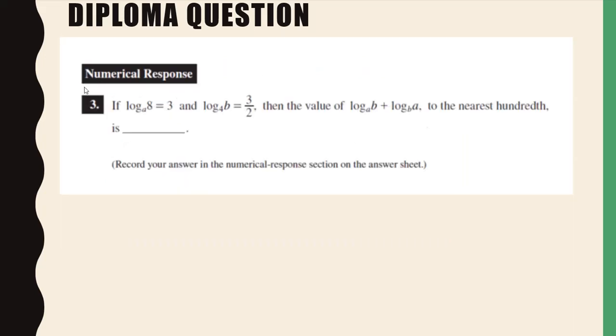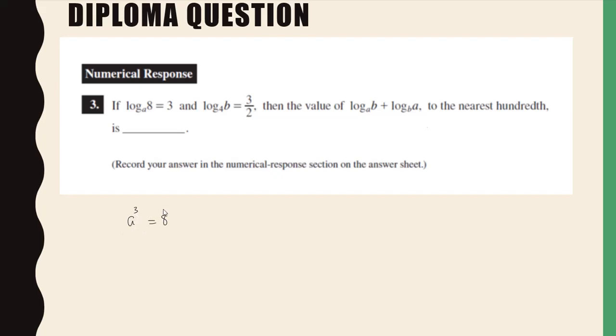So our next diploma question: if log base a of 8 is equal to 3 and log base 4 of b is equal to 3 over 2, then the value of log base a of b plus log base b of a to the nearest hundredth is. Feels like it looks really complicated, but if we just take each little equation and look at it singularly, it's not too bad. So this first equation will let us figure out what a is, first of all. So I'm going to rewrite this as an exponential equation. So we have a to the power of 3 equals 8.